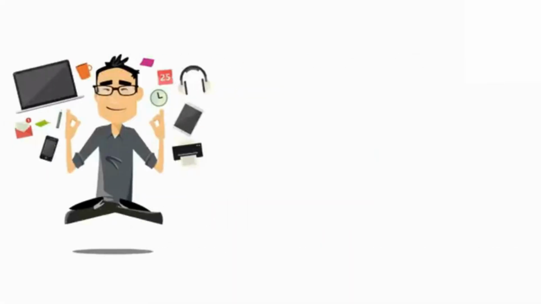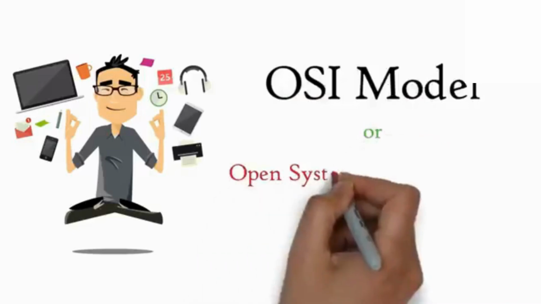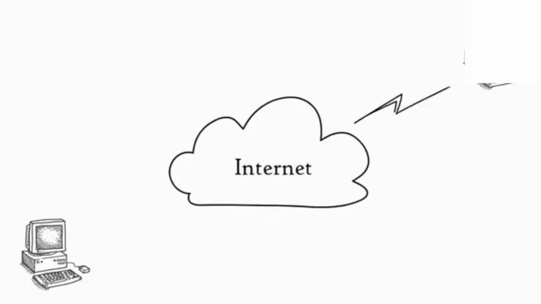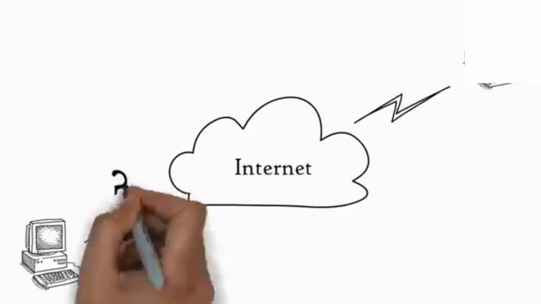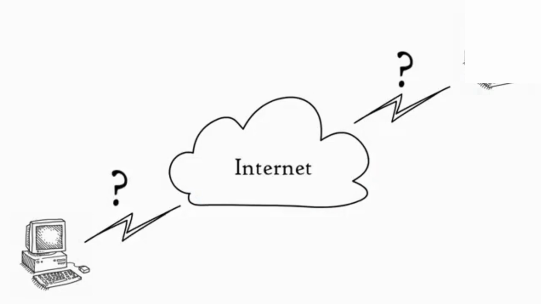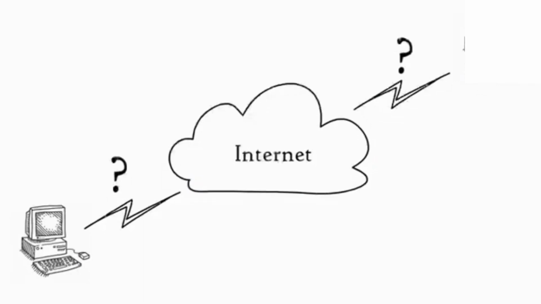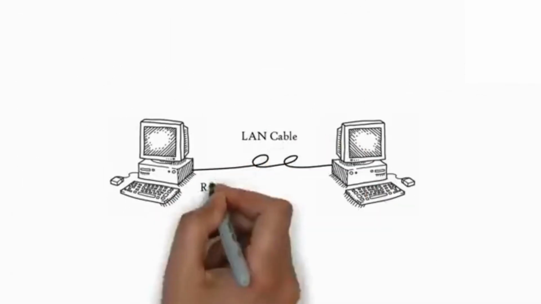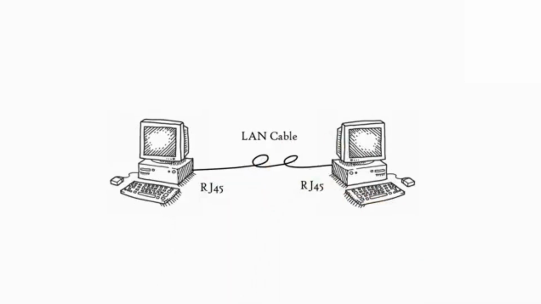Today we are going to learn about the OSI model, or Open System Interconnection Model. So let's start. The OSI model defines and is used to understand how data is transferred from one computer to another in a computer network. In the most basic form, two computers connected to each other with LAN cable and connectors, sharing data with the help of network interface cards, form a network.